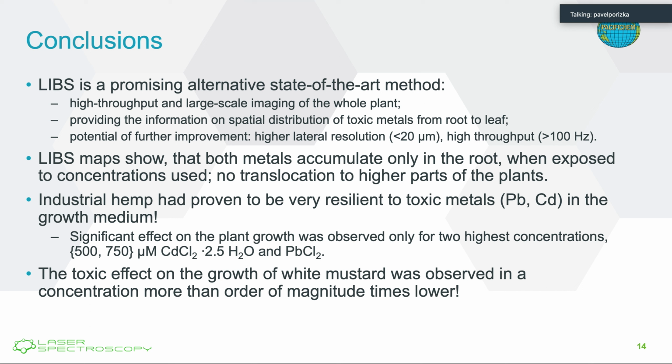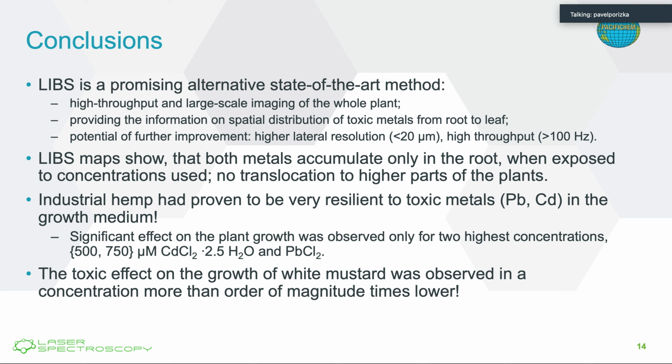So to conclude my talk, I think that LIBS really shows that it's high throughput and can give a large scale analysis of the whole plant, and you can image using this LIBS technique the whole plant from root to leaf with really high spatial resolution, just below 20 microns. Right now we are on the edge of between 15 to 20 with other systems that we are using for other analyses, such as mouse kidneys and mouse teeth, and also we have quite high throughput with other lasers that we are using.